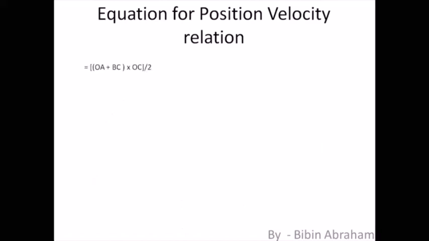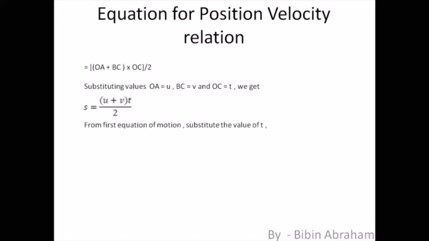So OC, OA plus BC, the sum of two parallel sides multiplied by the perpendicular distance, that is OC, divided by 2, is the area of trapezium. I hope this is clear, right? Substituting the value, OA is U, BC is V and OC is T, and we will get S is equal to U plus V multiplied by T divided by 2, right? I hope this is clear.